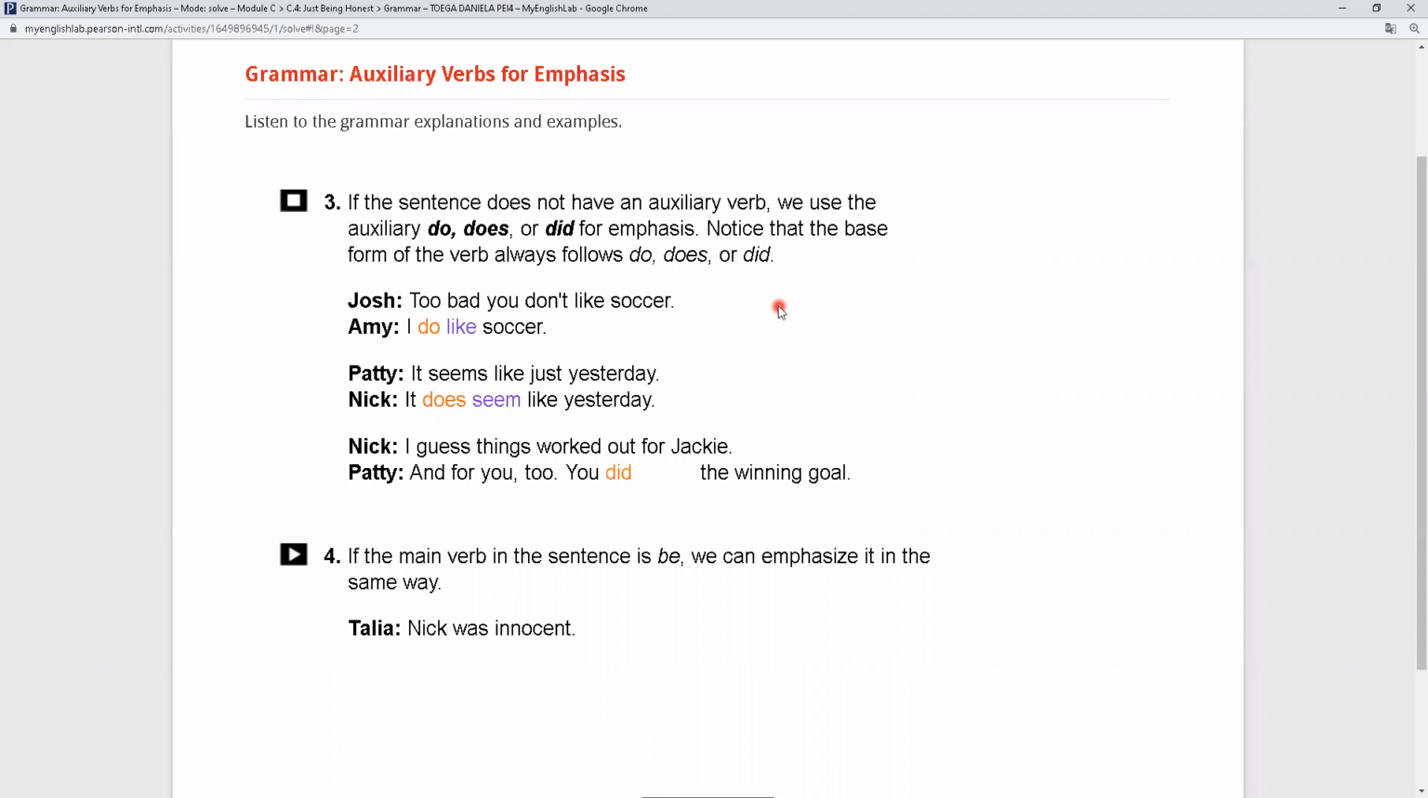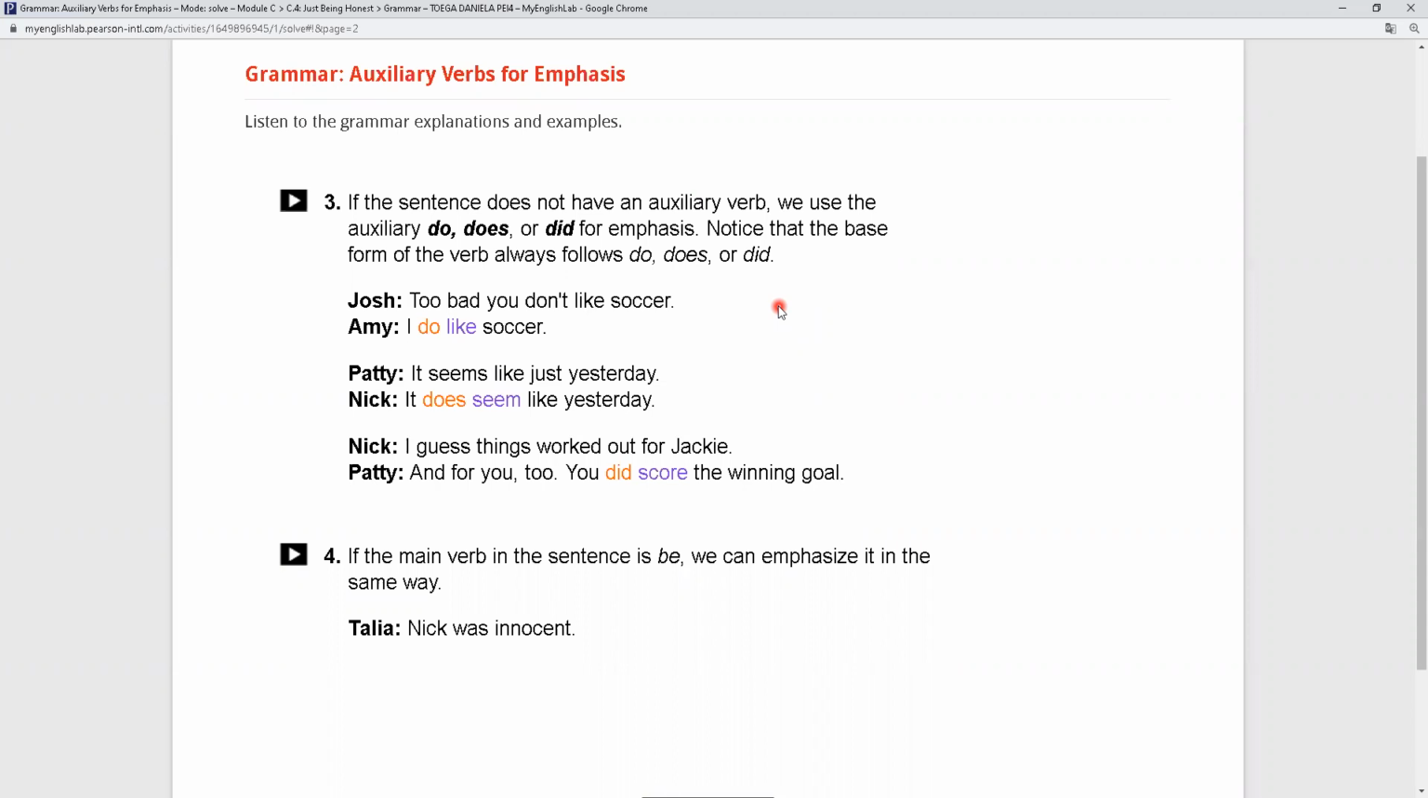Ok, entonces, nuevamente no tienen traducción. Lo único que sirve es para enfatizar al siguiente verbo, ¿ok? En estos casos no tenemos algún auxiliar. Entonces ahí ya nos corresponde, si vamos a querer enfatizar, poner algún auxiliar. Vamos a ver el primer ejemplo. Too bad you didn't like soccer. Este tiempo está en simple present, ¿ok?